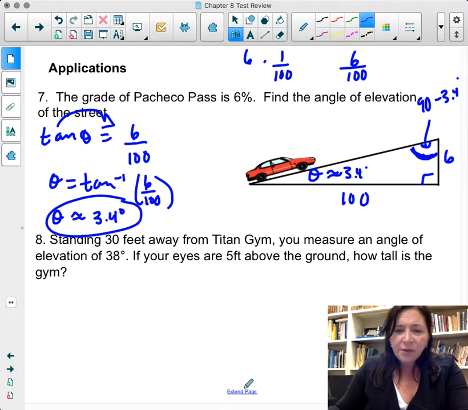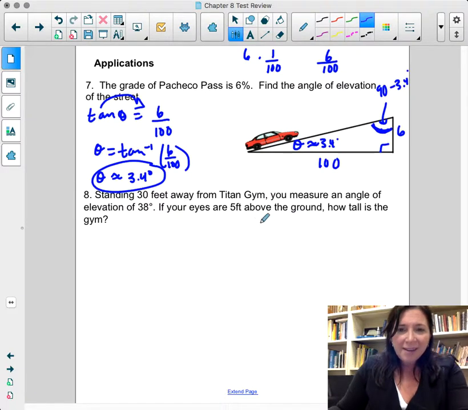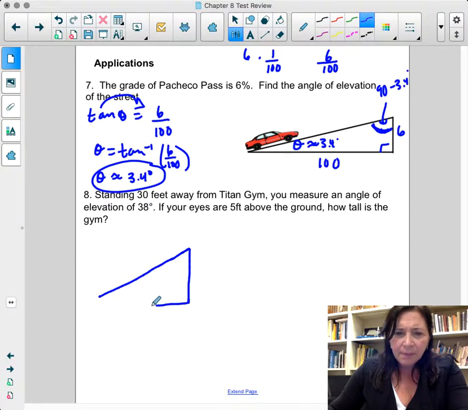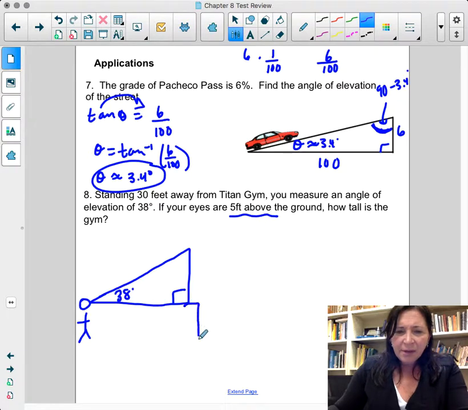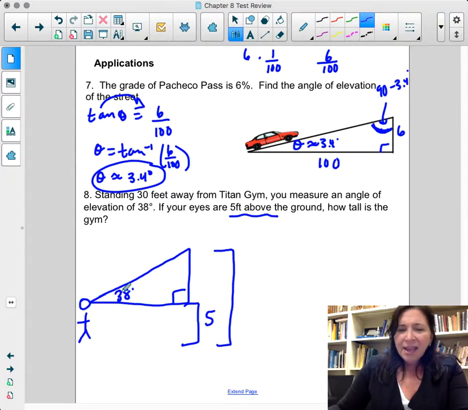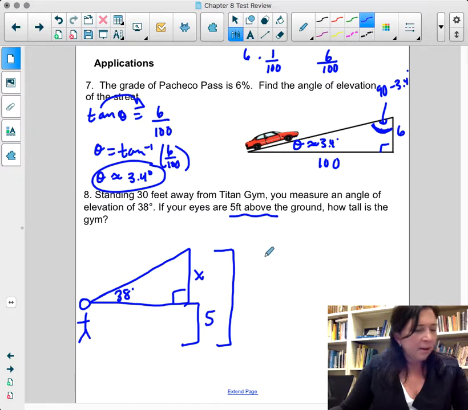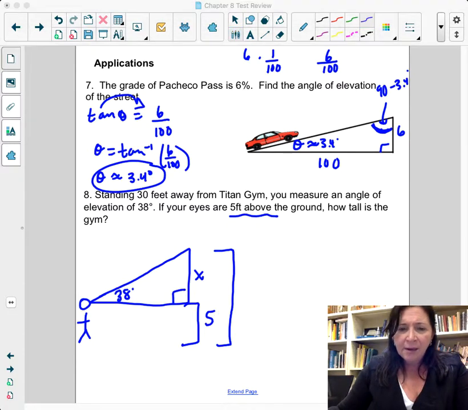This one says, standing 30 feet from the Titan gym, you measure an angle of elevation, okay, of 38 degrees. So here we go. 38 degrees is my angle of elevation. Okay, that's the one that's looking up. If your eyes are 5 feet above ground, so basically you're looking like this. This is what they're saying. And this distance here that your eyes are is 5 feet. Okay, how tall is the gym? Well, the gym is this tall. Okay, and so therefore you need to get this value and then add 5.